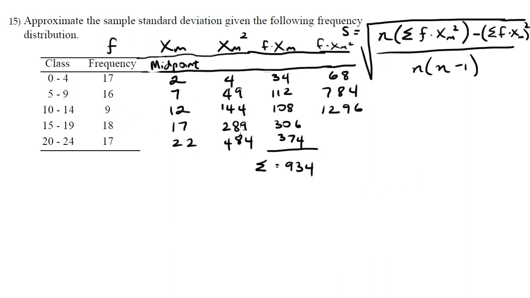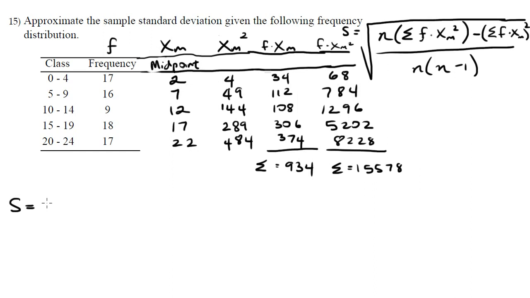18 times 289, 5202. 17 times 484, 8228. Gotta sum this. 68 plus 784 plus 1296 plus 5202 plus 8228. I believe that's 15578. Okay, let's hope that's right.